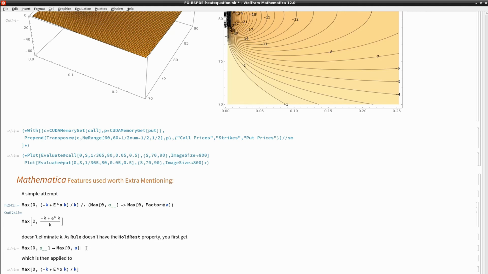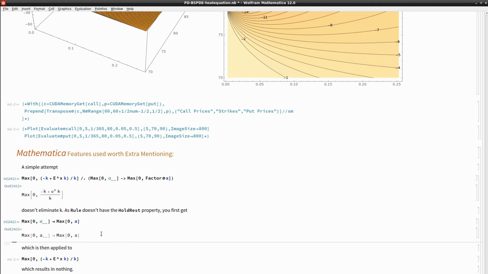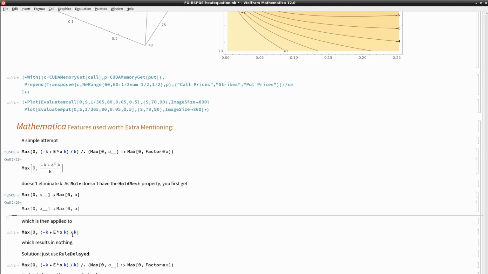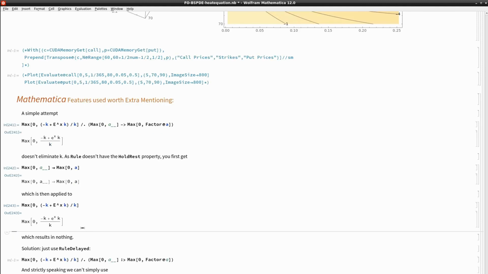So that means when we apply this rule directly, there's no change, right? There is nothing happening here when we use it directly. When we apply this to the expression where we want to cancel out the K, we get no improvement. There is no change.